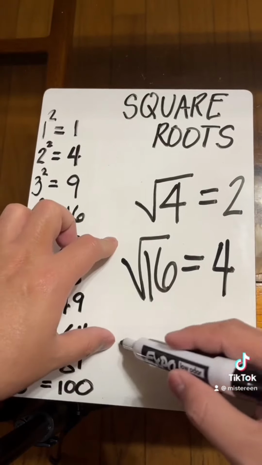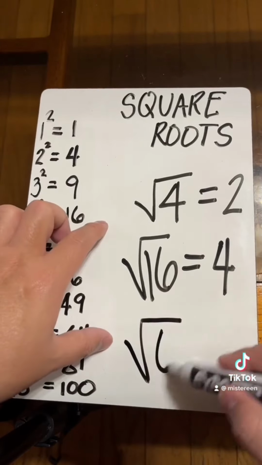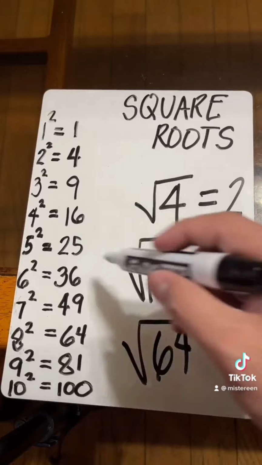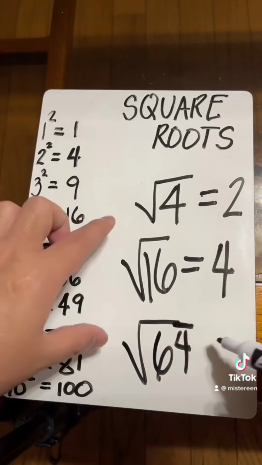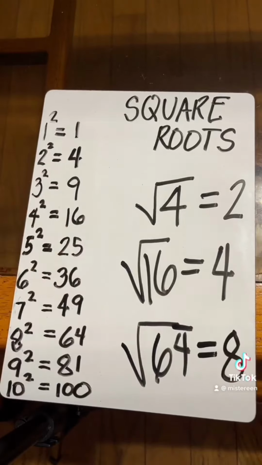Another example, if you have the square root of 64, you know that 64 is the result when you multiply or square 8, because that's 8 squared, that's 64, 8 times 8. So the answer to this problem is 8.